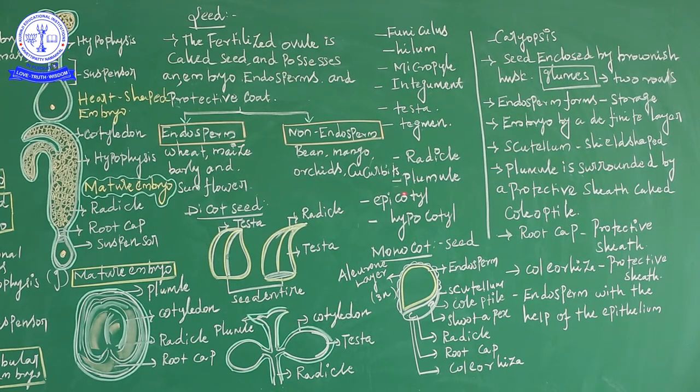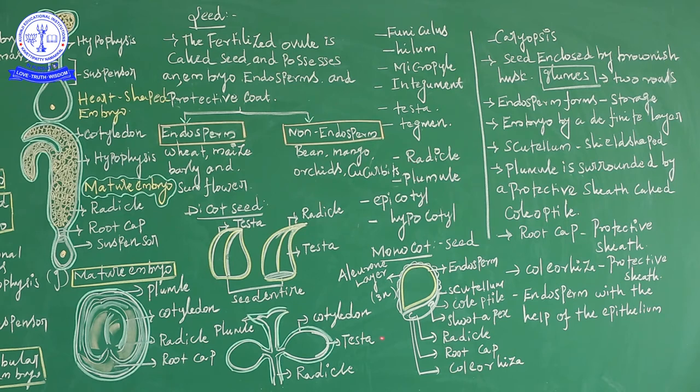What is the endosperm? The endosperm is the reserve food material. That is its main function. Then the portion of the embryonal axis projecting beyond the cotyledons is called the radicle. Radicle means the part projecting beyond the cotyledons, also called the embryonic root.